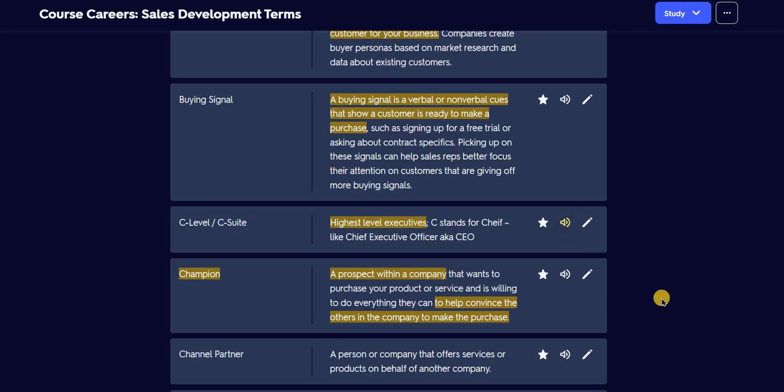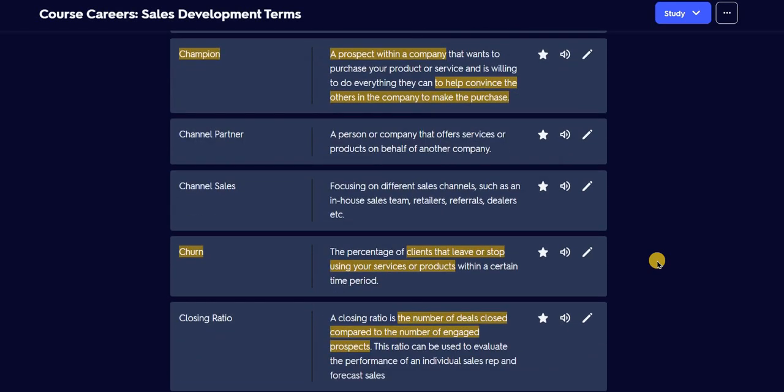C-level/C-suite. Highest level executives. C stands for Chief, like Chief Executive Officer, also known as CEO. Champion. A prospect within a company that wants to purchase your product or service and is willing to do everything they can to help convince the others in the company to make the purchase. Channel partner. A person or company that offers services or products on behalf of another company. Channel sales. Focusing on different sales channels such as an in-house sales team, retailers, referrals, dealers, etc.